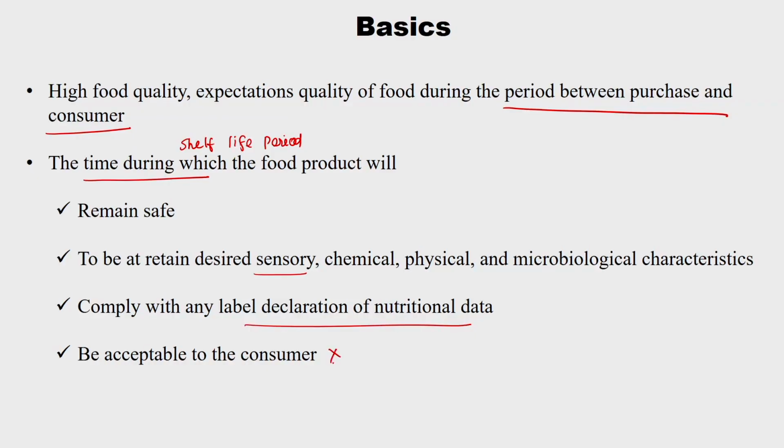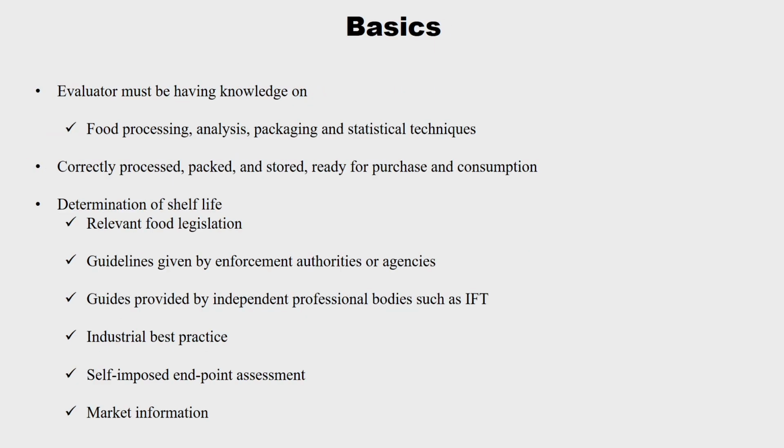And also the most important thing is that it should be acceptable to the consumer, because otherwise it won't be appealing. For example, if I have some food and the water and the solid content of the food are in different layers, by seeing that itself, a consumer won't feel like buying it. So, it should also be acceptable to the consumer. And having to satisfy all these qualities, the check is being done.